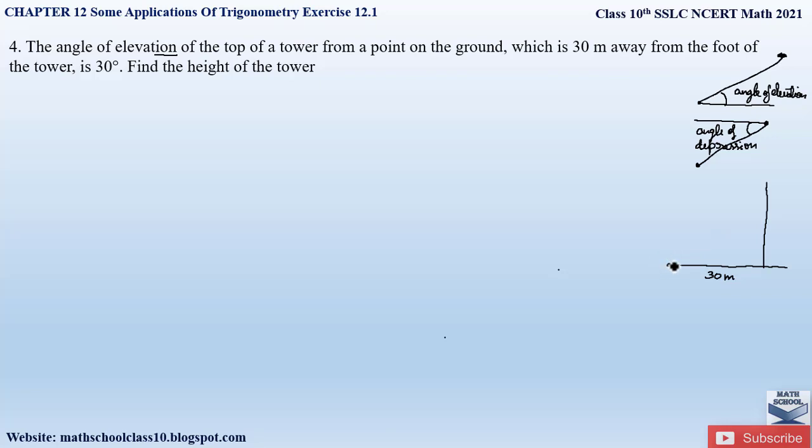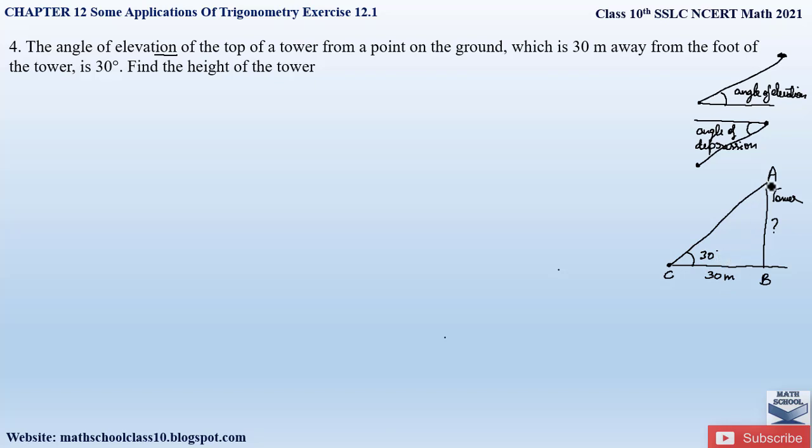Here the line of sight is from this point P to the top of the tower. This is the top of the tower, and the angle formed between the top of the tower and the ground is 30 degrees. So let us name this tower as AB and the point as C. So we have to find out the height of the tower AB, given the distance between the point and the foot of the tower is 30 meters, and the angle of elevation is 30 degrees.